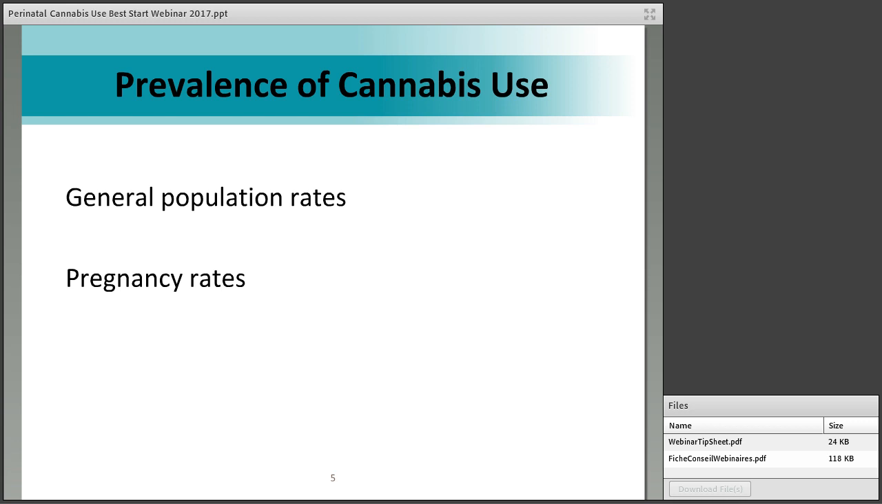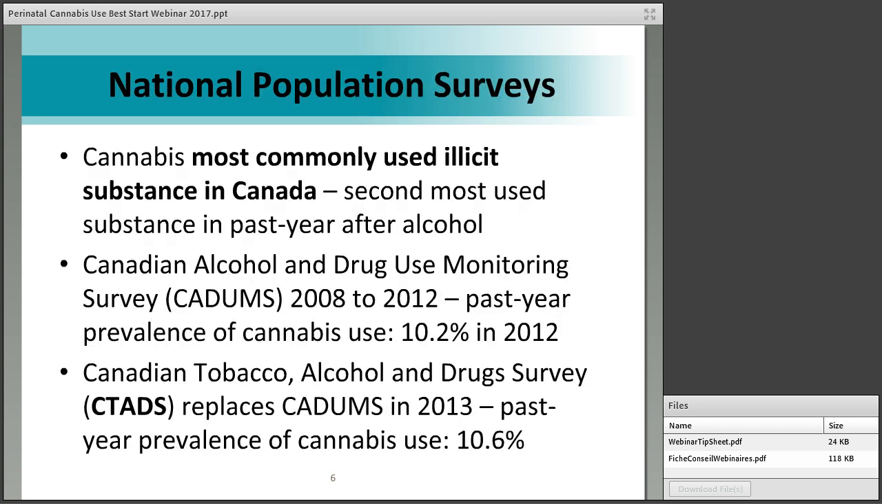So how common is cannabis use? Let's start with general population rates, and then we'll look at pregnancy data. So probably not surprising, cannabis is the most commonly used illicit substance in Canada, and this is based on national population surveys. The first national survey that was conducted, called the CADM survey, was developed in 2008 and ran until 2012. And in the last year of that survey, they found that the prevalence of cannabis use in the previous year was 10%. So this is meaning that in the past year, when they did the survey, 10% of Canadian adults greater than age 15 were using cannabis.